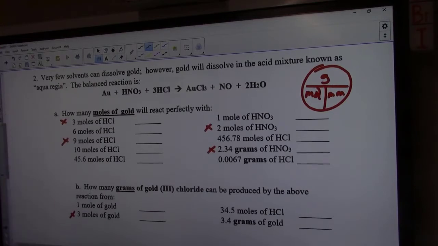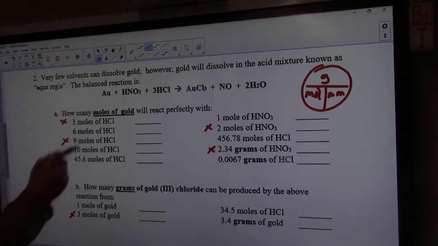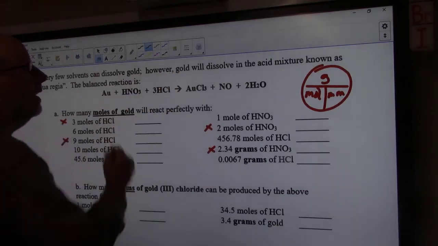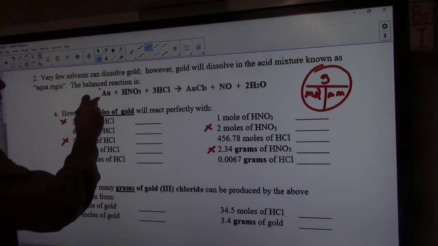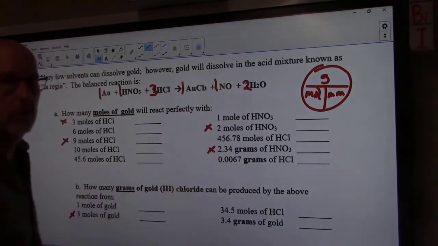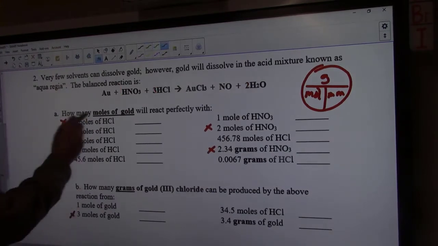Very few solvents can dissolve gold. However, gold will dissolve in the acid mixture known as aqua regia, so like royal water. Interesting. Royal water is nitric acid and hydrochloric acid mixed together. It is some nasty stuff. You end up with a 1 to 3 to 1 to 1 to 2 mole to mole to mole ratio. The question says how many moles of gold?